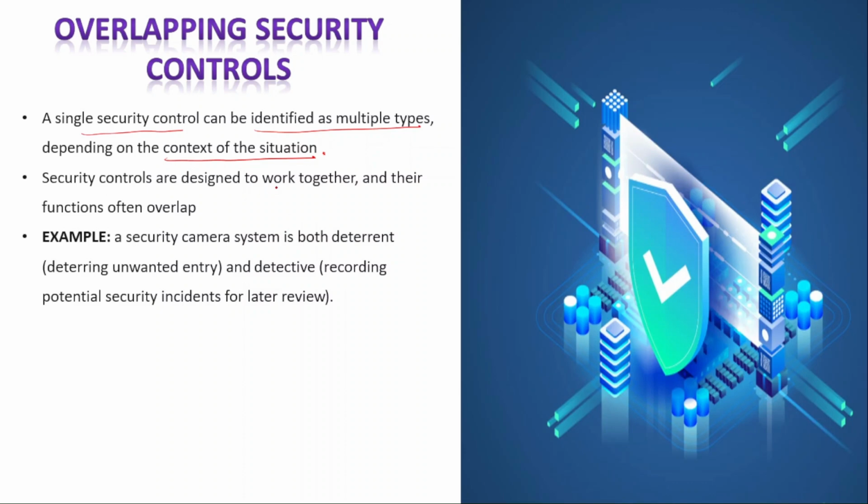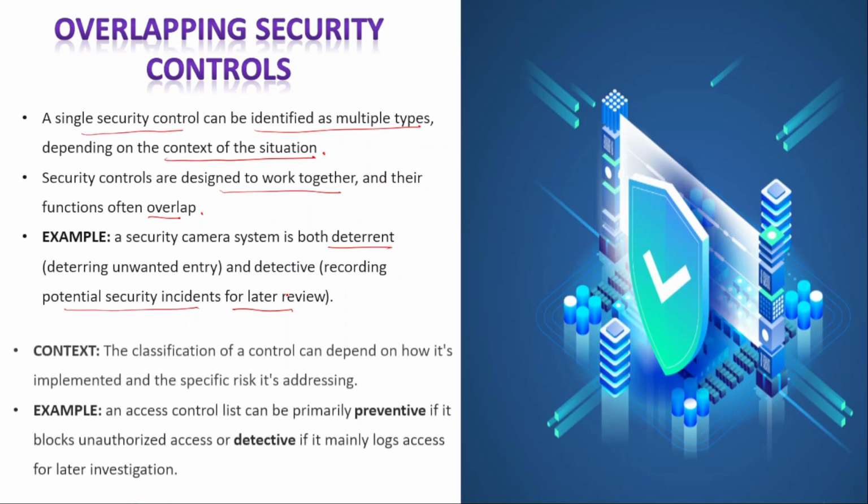So why this overlapping? It is because security controls are designed to work together, and their functions often overlap, such as a security camera and security guards often work in conjunction. For example, a security camera system is a deterrent, deterring unwanted entry. Any potential intruder, if he or she sees that the cameras are installed inside the facility, would be deterred from entering the facility. And it is also detective because it records potential security incidents in real time or for later review.